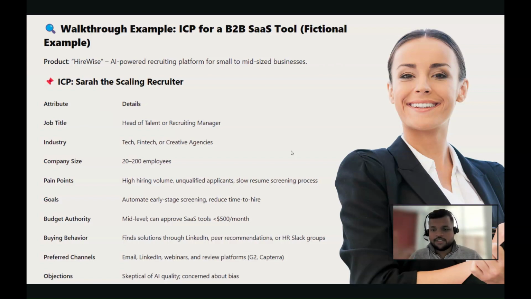Now it comes to the budget authority. This is the part of the ICP where we are going a little bit ahead in the context of product management. But this is very important and it will make you an even better product manager. A lot of marketing and sales folks will always want to ascertain who has the budget authority, who is going to sign the check, and who's going to approve the SaaS tools. You have to identify those people because they are the ones who will make the final call on your product, whether to use it or not.